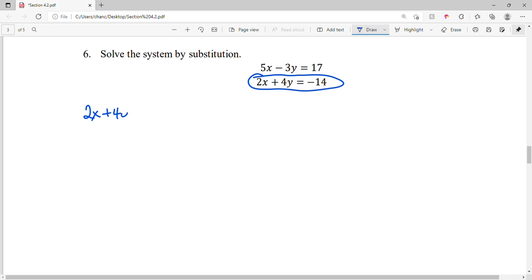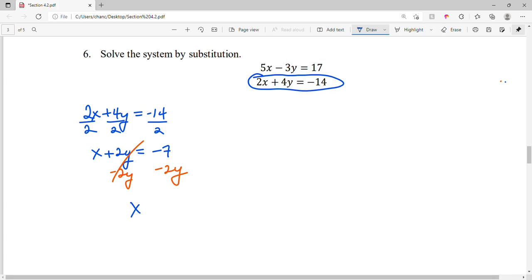2x plus 4y equals negative 14. I will divide everything by 2 just to simplify the equation. x plus 2y is equal to negative 7. I can now subtract 2y from both sides, and that gives me x is equal to negative 2y minus 7. This is good. We have x equal to something, and we can plug that into the other equation. We'll use this to substitute into the x.